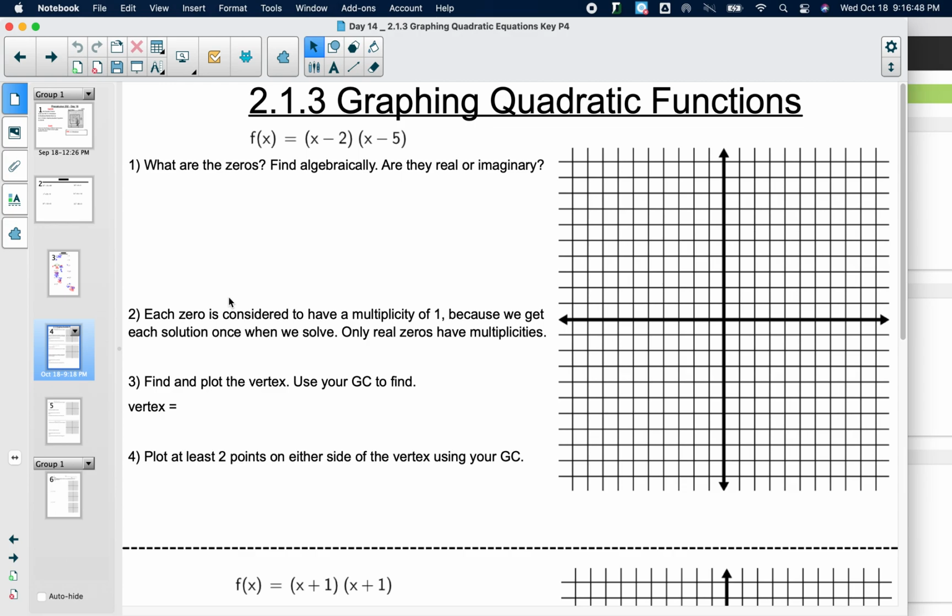So here, we're going to do all this with graphing calculators for right now. Okay, so what are the zeros? Find algebraically, are they real or imaginary? This you don't need a calculator for.